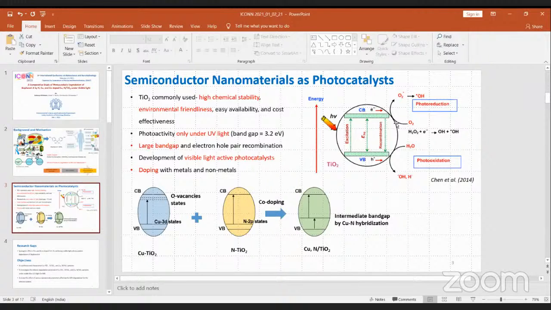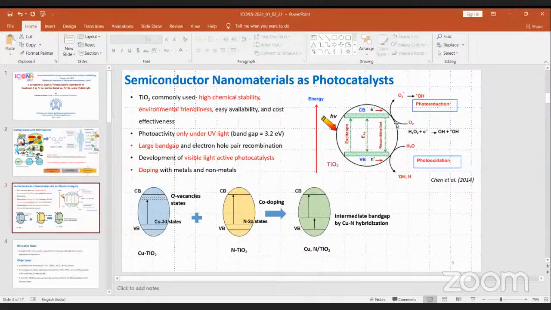The mechanism of TiO2 catalyst involves when light falls with an energy greater than the band gap of TiO2, electron hole pairs are generated, causing photoreduction at the conduction band and photooxidation at the valence band, producing hydroxyl and superoxide radicals. These radicals trigger the degradation of pollutants. So the large band gap and electron hole pair recombination is the major limitation associated with TiO2 catalysts.